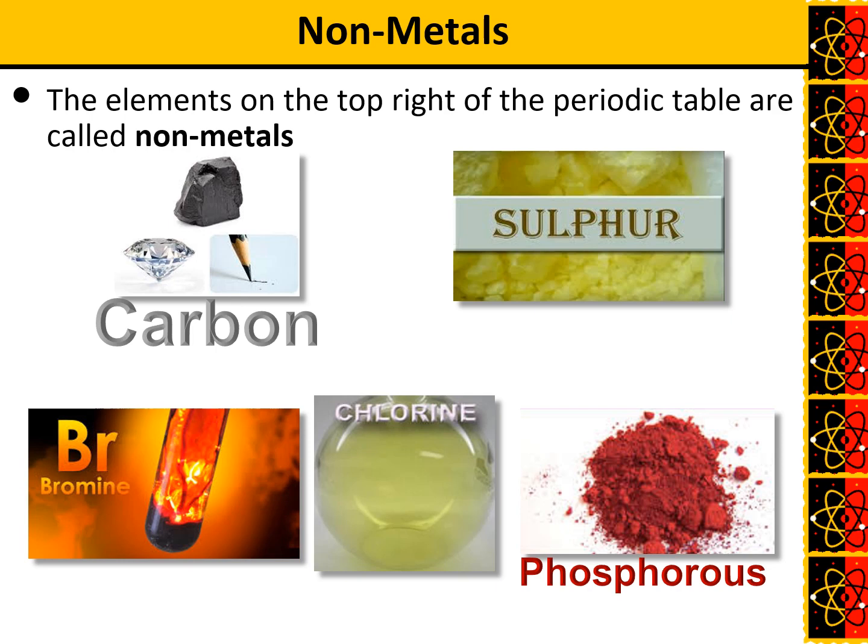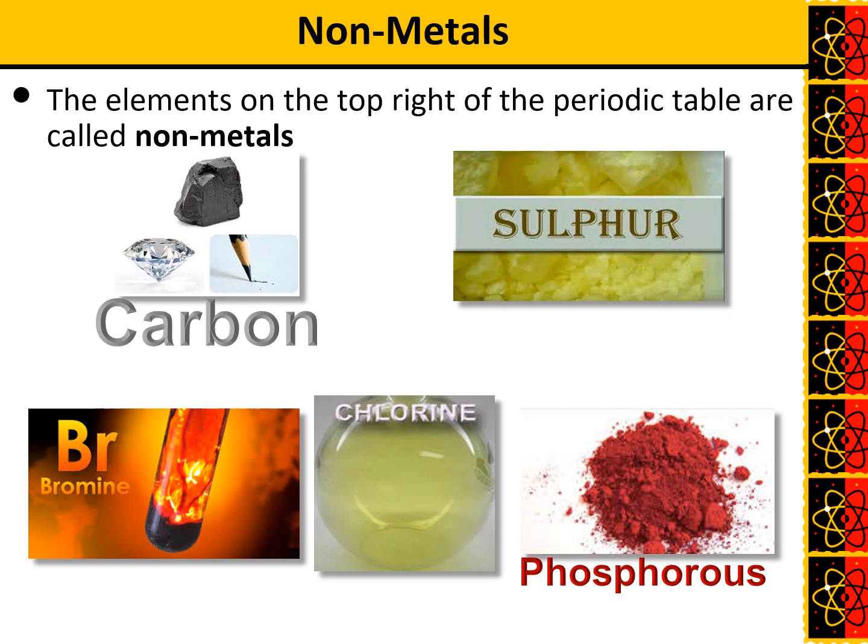We saw the properties of the metals. Now we are going to see the properties of the non-metals. The non-metals are on the top right of the periodic table, and you're going to see that even they look different. Here you have carbon, sulfur, which is a solid yellow, bromine, that is the only liquid non-metal in the periodic table, chlorine, which is a very pale green gas, and phosphorus.